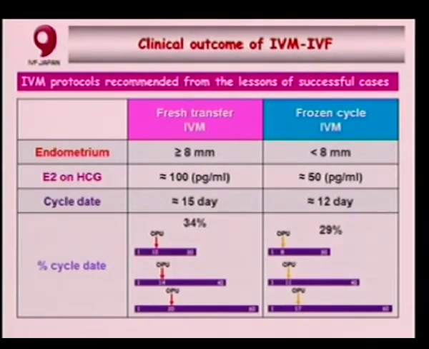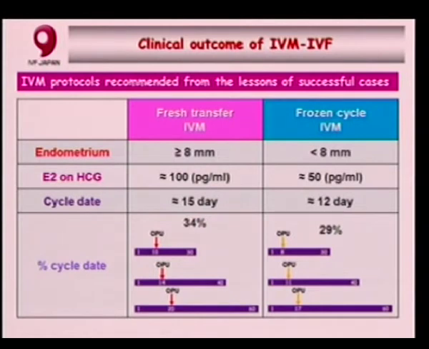This is the protocol we recommend for fresh transfer IVM: endometrium more than 8, estradiol maybe more than 100, and then day 17, but it depends on the cycle length. If the patient has a 40-day cycle, day 14; with a 60-day cycle, day 20 is good for retrieval.